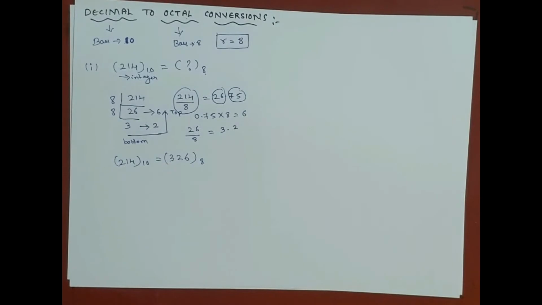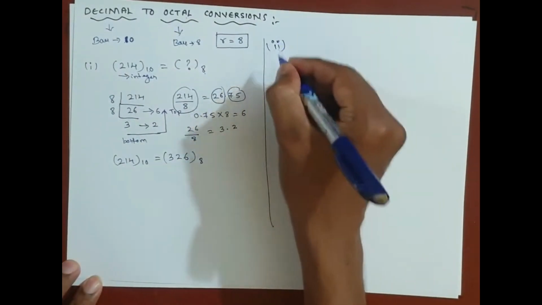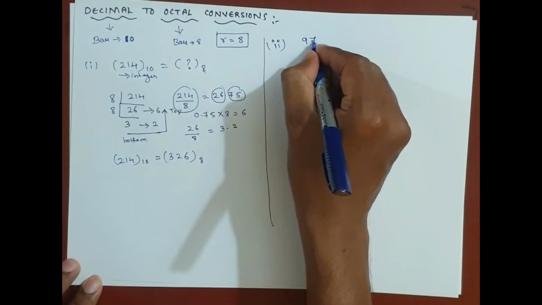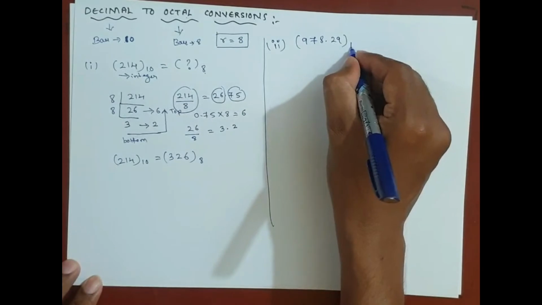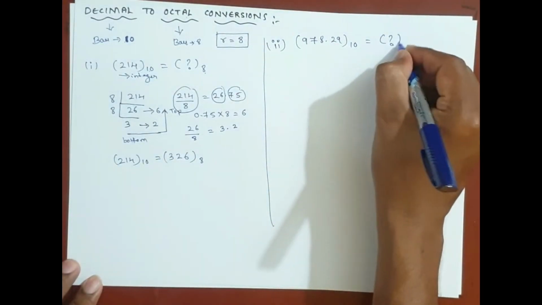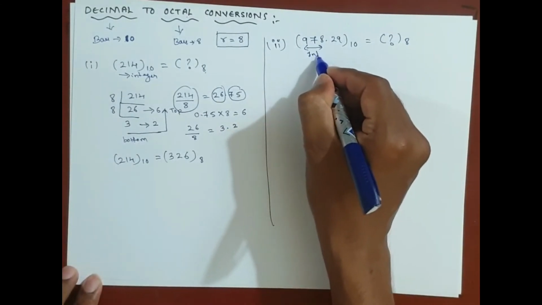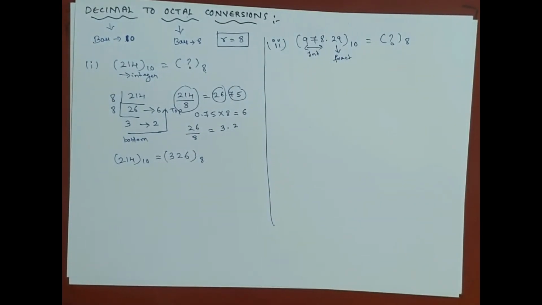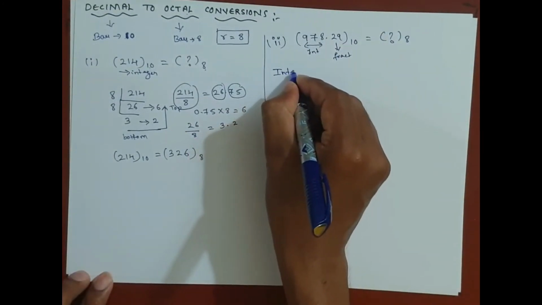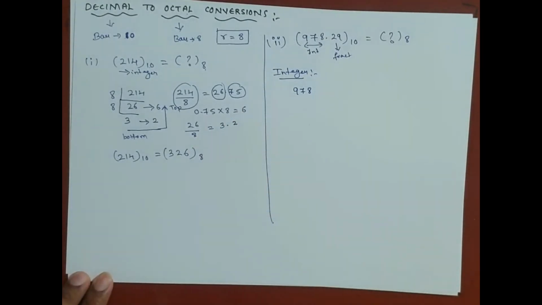This is one numerical. Next, if I consider one more numerical, say for example, 978.29 to the base of 10 equal to question mark to the base of 8. Here they have given both integer part and a fractional part, so we have to perform separate conversion. I will start from integer part, that is 978.